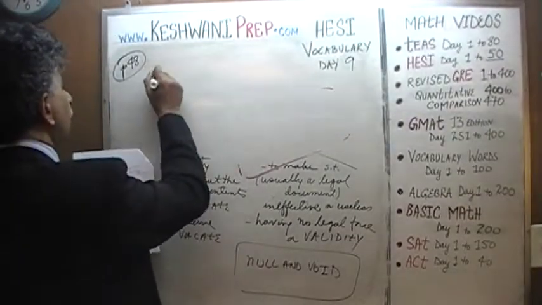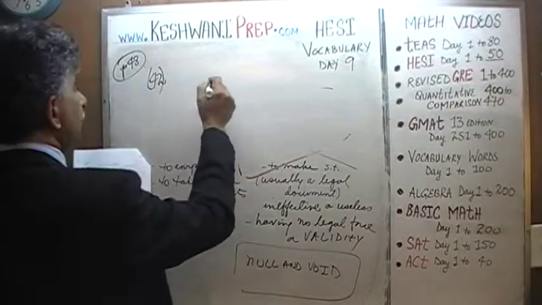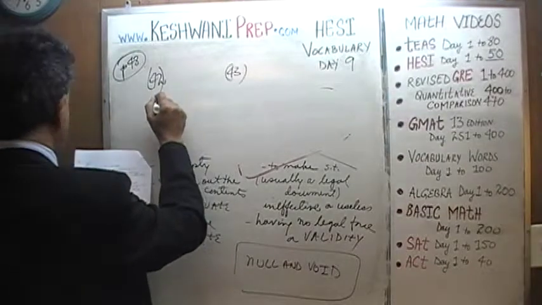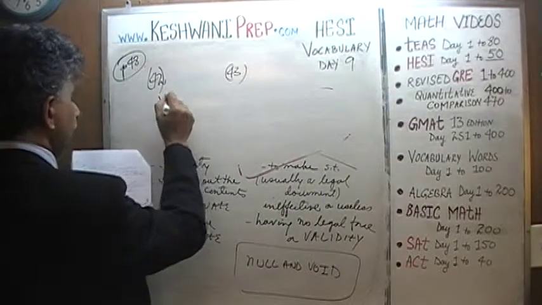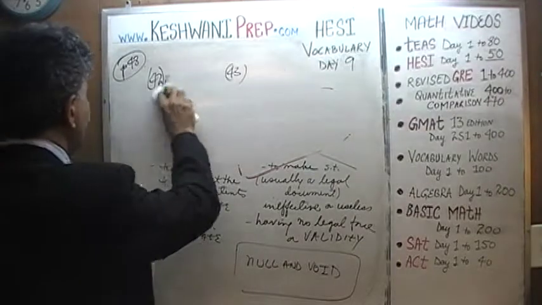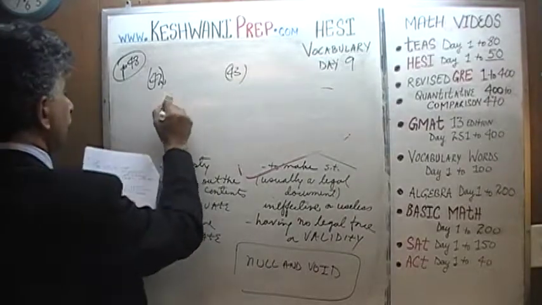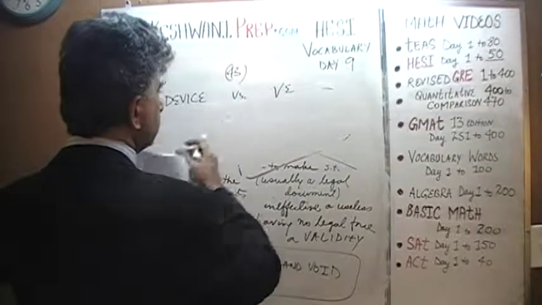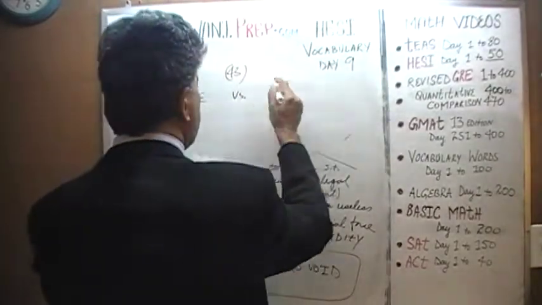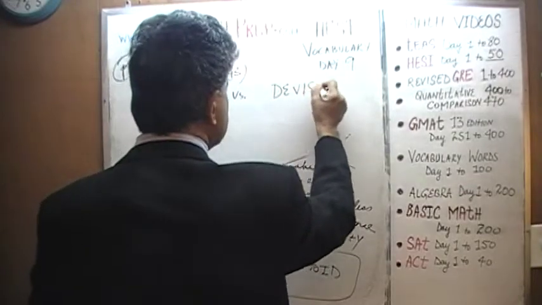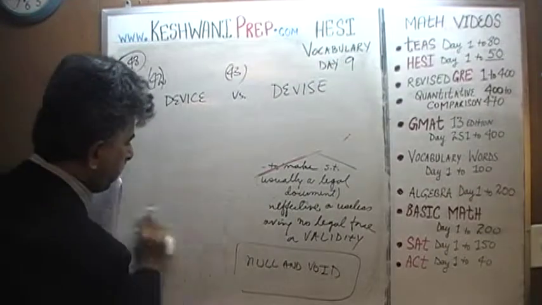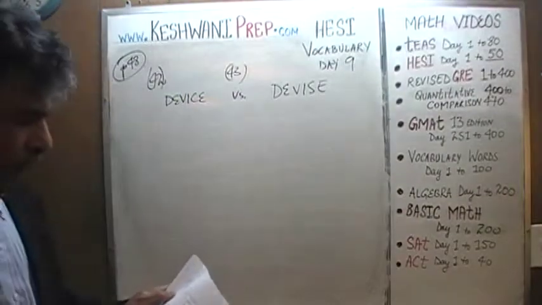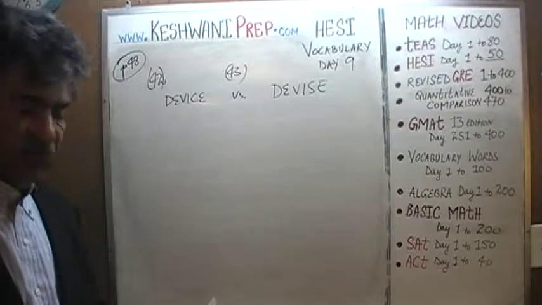42. In 42 and 43, what we want to learn is the difference between these two words. One is spelled with a C and the other one is spelled with an S.